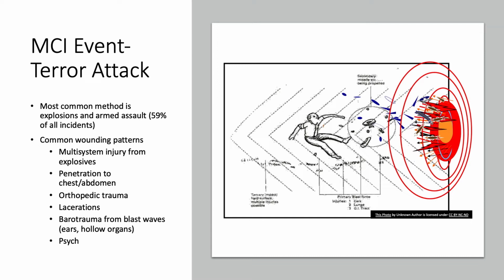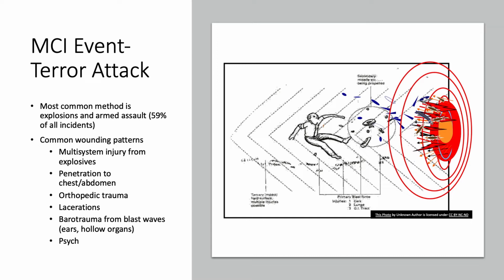The common wounding patterns in these we can expect to find, multi-system injuries from explosives. And if you look there to the right, that's indicative of the primary, secondary, tertiary effects of an explosion. Primary being the explosion, secondary is what it's thrown at you, tertiary, what you hit when you land. We're also going to encounter penetrations to the chest and abdomen, both from explosions as well as from armed assaults.